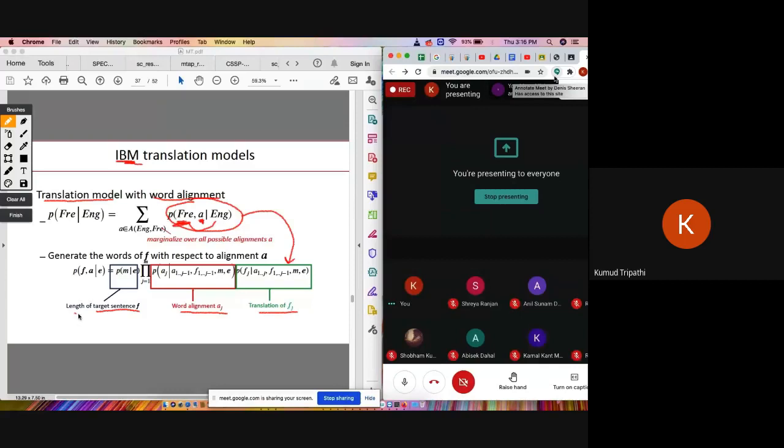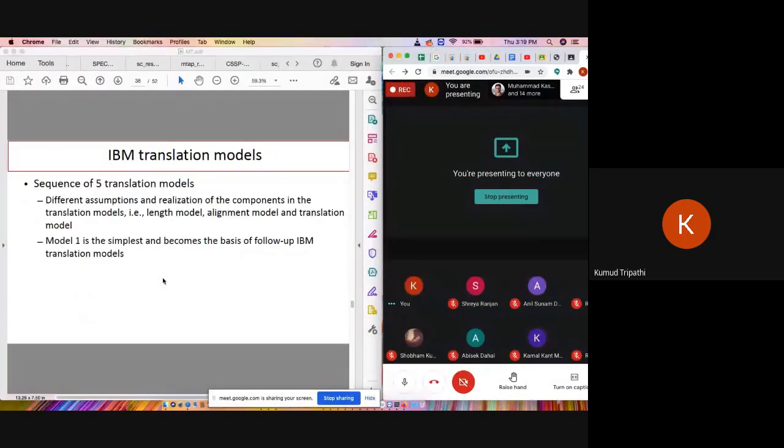So that means if you want to convert E into F, you need to have some probable information about the length of the target sentence, which I have told you we are going to consider as constant. Next thing is word alignment information, that is, how these two strings of words are aligned. And then the last one is the translation of the foreign language. This is nothing but a translation model, which we have discussed in the previous slide. So this is only the previous information. Otherwise, these two are the new ones: alignment based information and length based information.